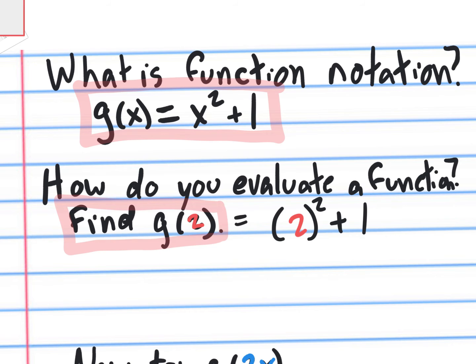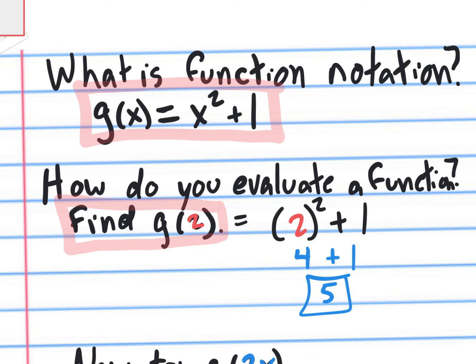What do I do first? Do I do exponents or addition? Exponents. So what is 2 squared? 4. And 4 plus 1? 5. That is your answer, 5. g of 2 equals 5. Now that's like pre-algebra right there. Let's get a little more entertaining here.